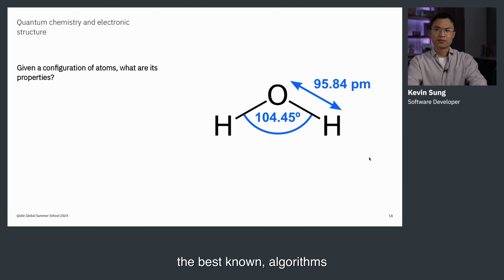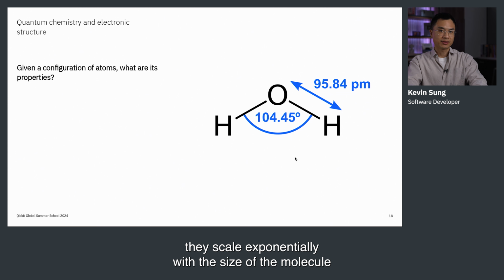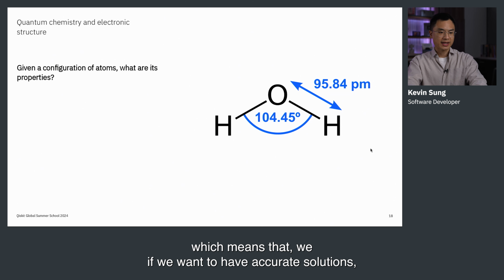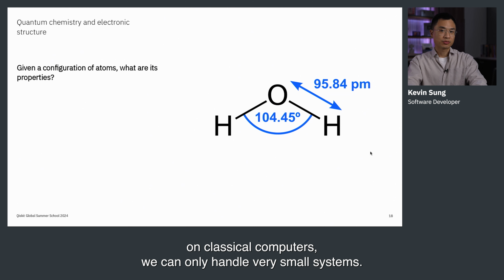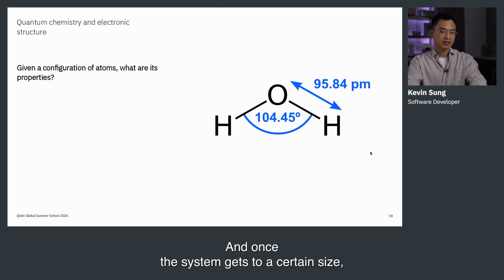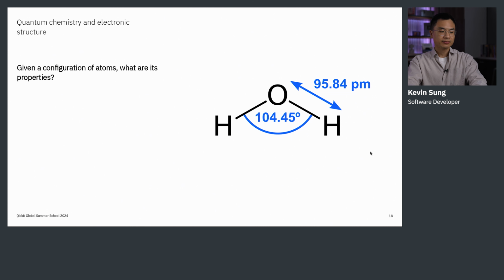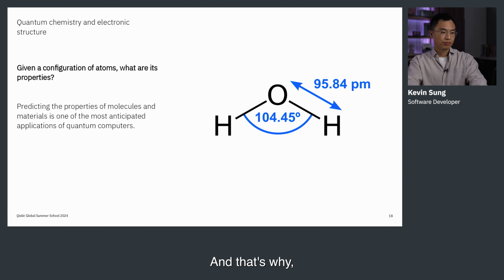However, the best known algorithms for calculating properties of molecules scale exponentially with the size of the molecule or some other measure of the size of the problem, which means that if we want to have accurate solutions on classical computers, we can only handle very small systems. And once the system gets to a certain size, our algorithms can no longer compute these properties. And that's why predicting the properties of molecules and materials is one of the most anticipated applications of quantum computers.